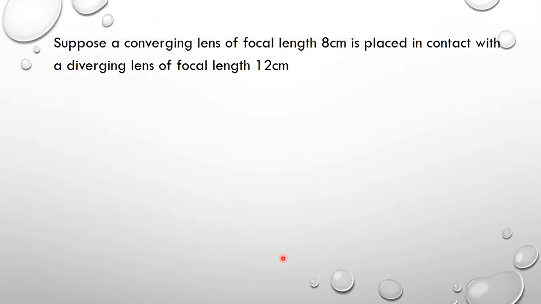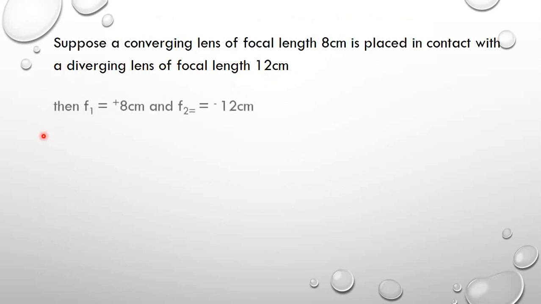Let's look at this example here. Suppose a converging lens of focal length 8 centimeters is placed in contact with a diverging lens of focal length 12 centimeters. So it means that our F1 is going to be positive 8 and our F2 is going to be negative 12, because this is the diverging lens.